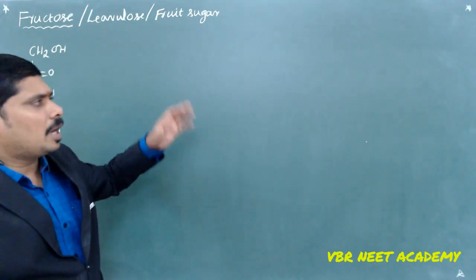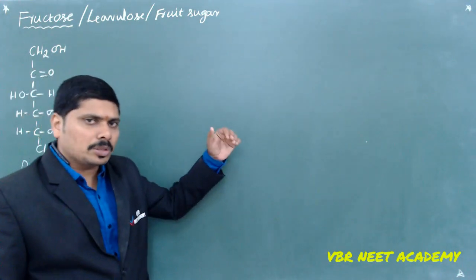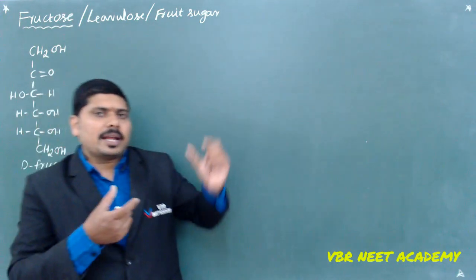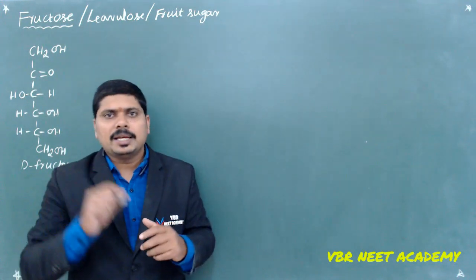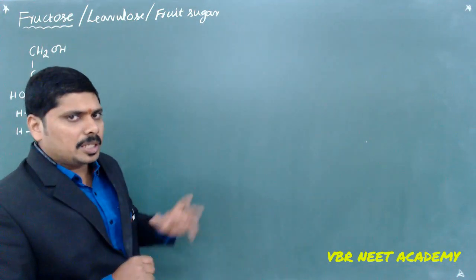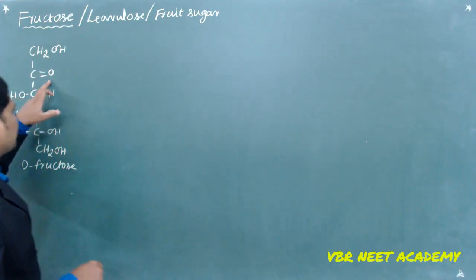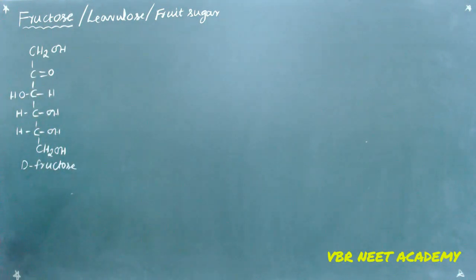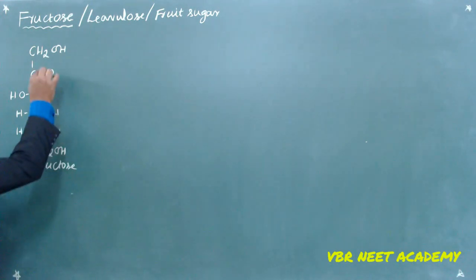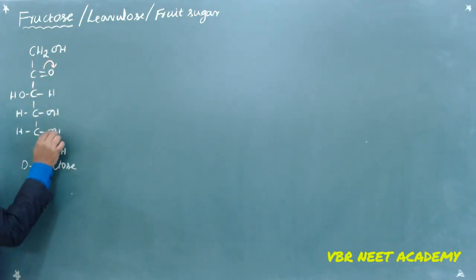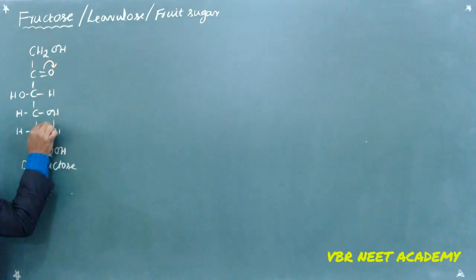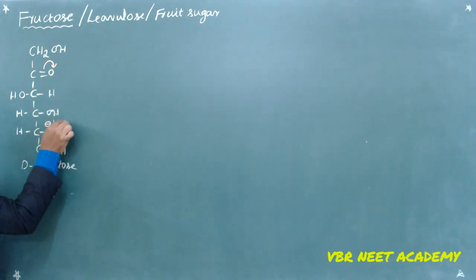Just remember how I discussed for glucose, an aldehyde is present and you have alcohol. So aldehyde and alcohol react and form the hemiacetal structure. Here, ketone is there. So this ketone is going to react with the alcoholic groups present in the fructose molecule. This is going to be shifted like this, and now here this is going to break. Here I am going to get minus, here I am going to get plus.